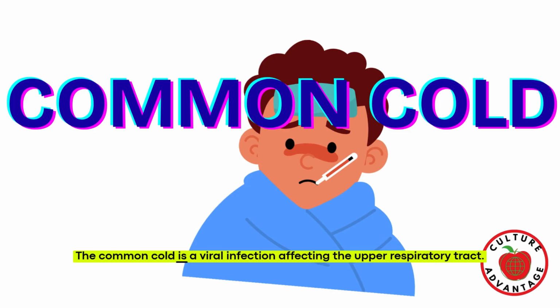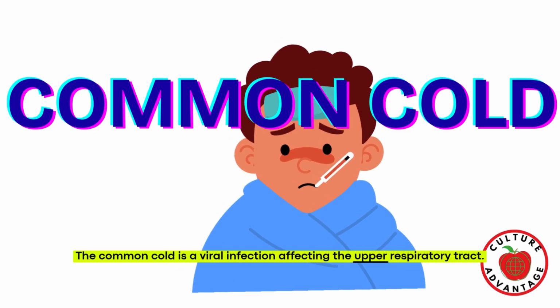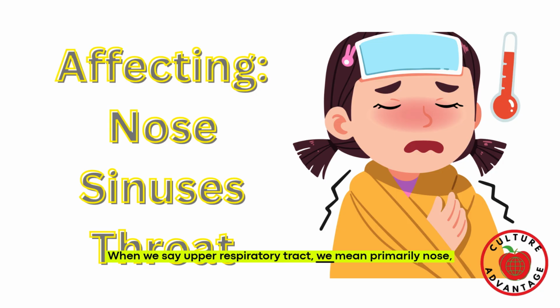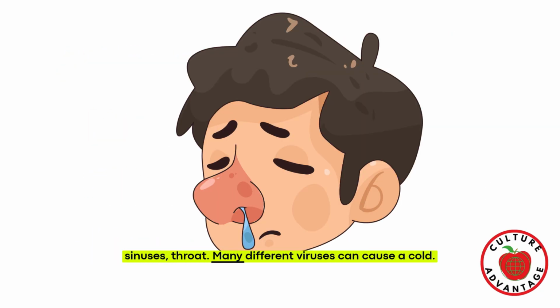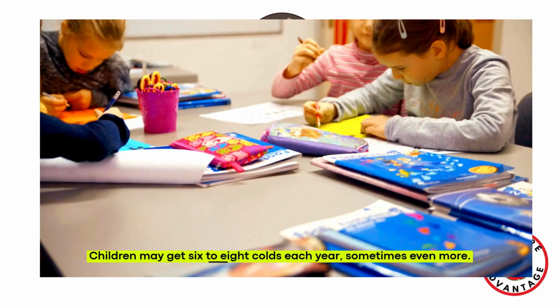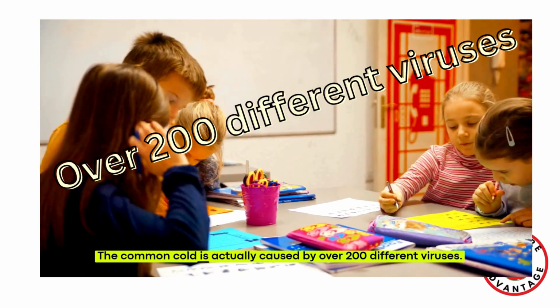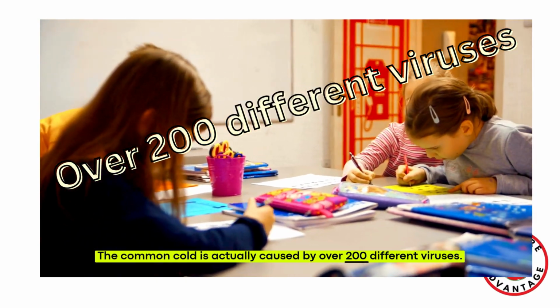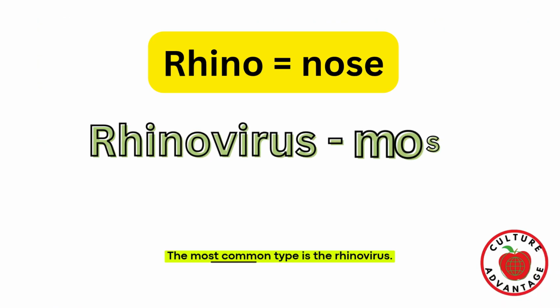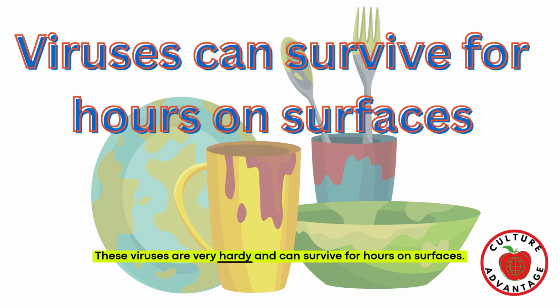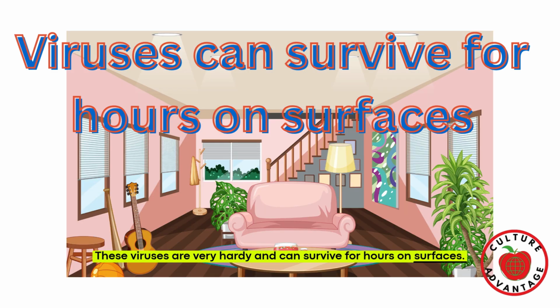The common cold is a viral infection affecting the upper respiratory tract. When we say upper respiratory tract, we mean primarily nose, sinuses, throat. Many different viruses can cause a cold. Children may get 6 to 8 colds each year, sometimes even more. The common cold is actually caused by over 200 different viruses. The most common type is the rhinovirus. These viruses are very hardy and can survive for hours on surfaces.